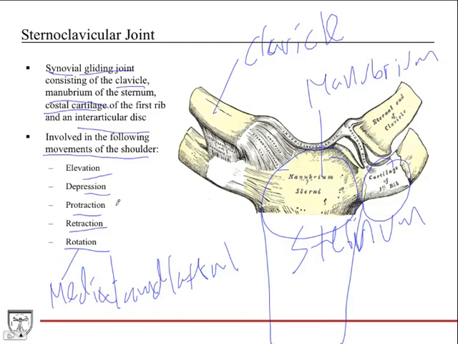Protraction is pulling the scapula tightly up against the posterior aspect of the rib cage. Retraction is pulling it posteriorly away from the rib cage. So just so you understand what those terms mean.